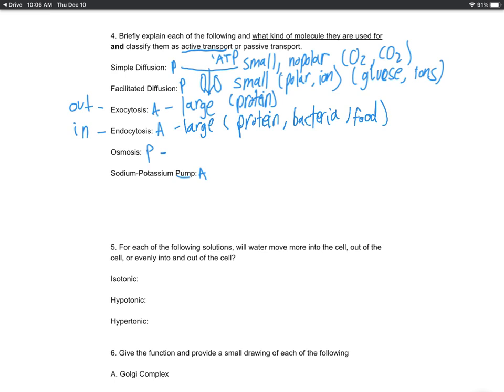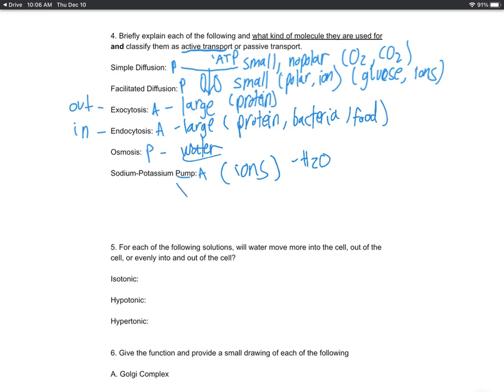Osmosis is only used for water. Osmosis is just the movement of water through a cell membrane. And the sodium-potassium pump, it's sodium and potassium that are being moved, but these pumps are usually going to be pumping ions. Other kinds of pumps might be pumping water or other things like that.